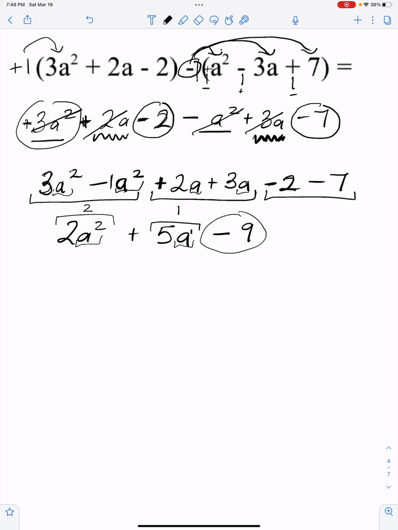And we say, oh yeah, this is in the correct order. 2 is higher than 1, which means this is all in the correct order and we're done. This would be your answer. There you go.